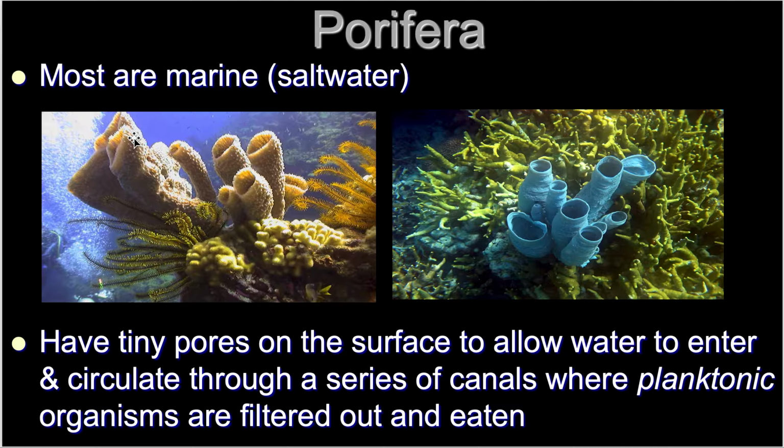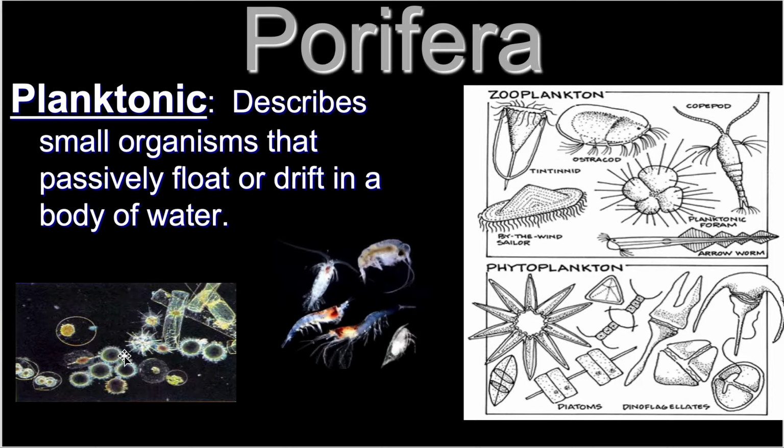Now, planktonic means plankton. So think of the little plankton guy from SpongeBob. SpongeBob would actually be eating plankton, just saying. So plankton, or planktonic, describes small organisms that passively float or drift in bodies of water. These are 2 microscopic photos of some plankton. And then there are 2 types of plankton. There's zooplankton, which are technically animals, and then phytoplankton, which are technically plants. We're not going to get too much into plankton. You just really need to know the definition of them.